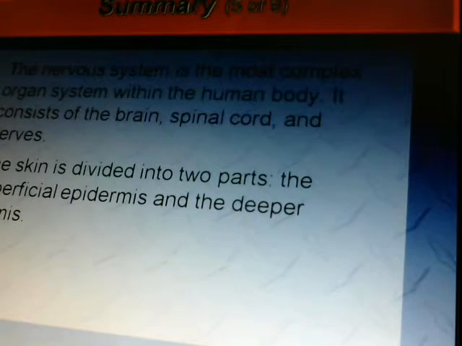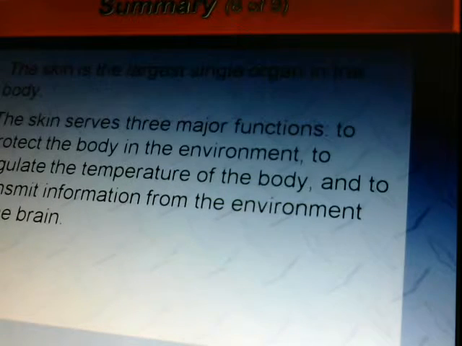The skin is divided into two parts, the superficial epidermis and the deeper dermis. And don't forget that the skin is the largest single organ in the body. The skin serves three major functions: to protect the body from the environment, to regulate the temperature in the body, and to transmit information from the environment to the brain.